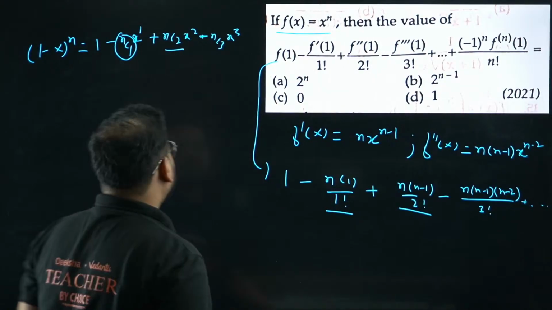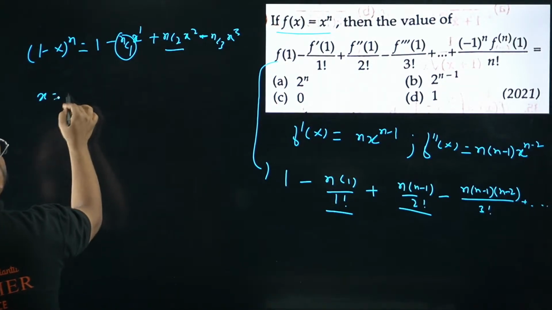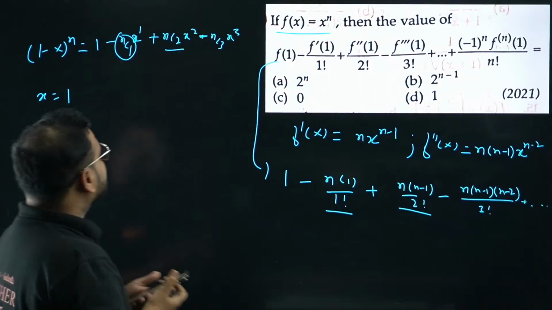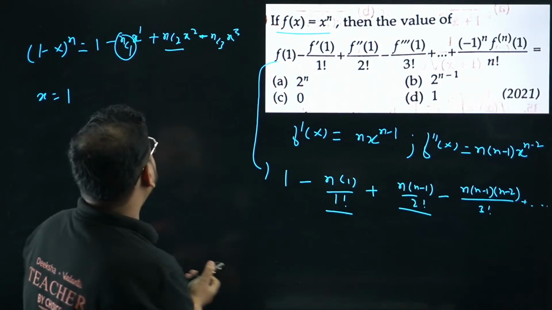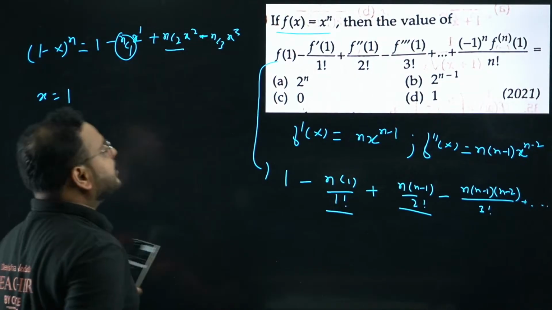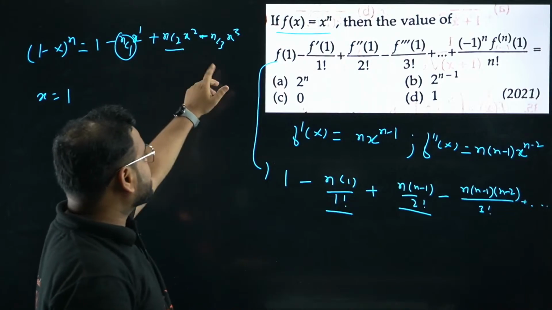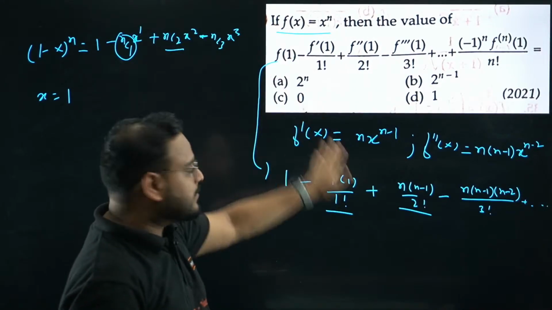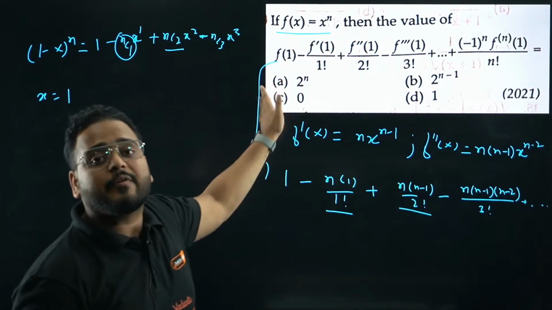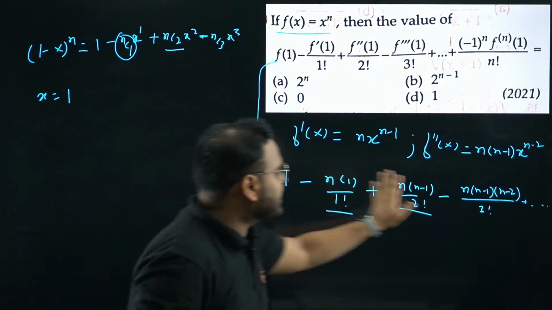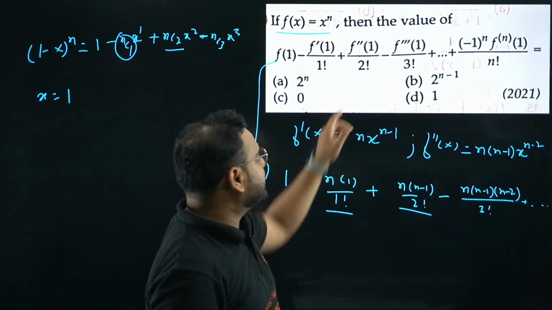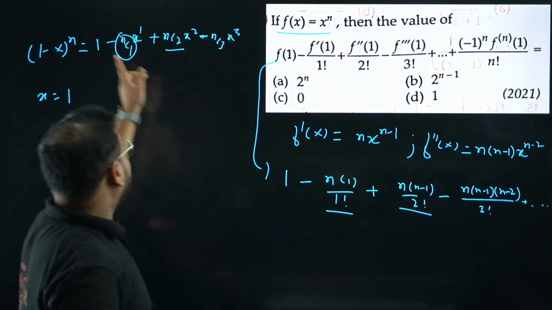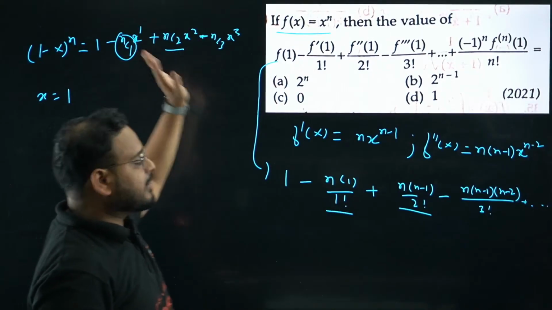Okay, now check carefully over here. If I put this x value as 1, this RHS, 1 minus nC1 x plus nC2 x square minus nC3 x cube, will become the same as this series if you put the value of x as 1. Please cross check. There is no x in this series. What they have given over here, there is no x, but we have x in this case, right? So how can you remove that x part from here?